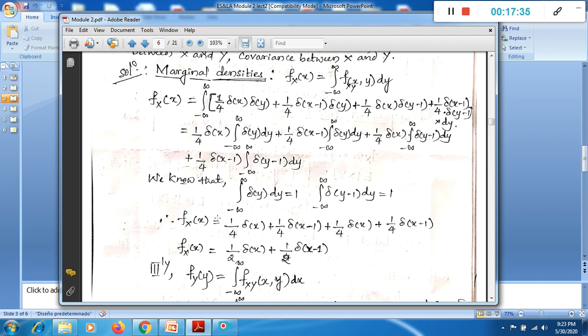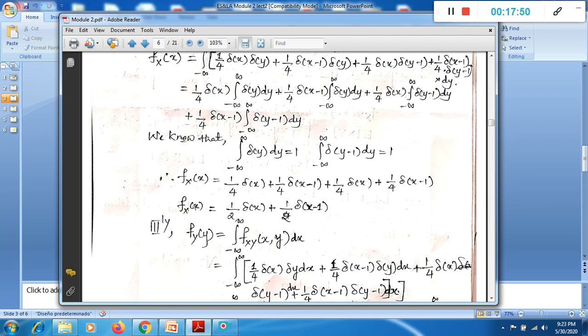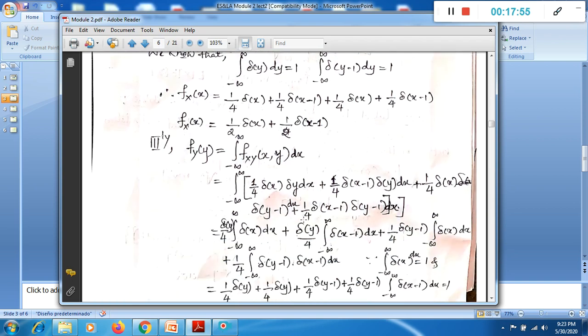So we get this, which is nothing but we have two terms with 1/4 δ(x), which makes it 1/2 δ(x), plus again two terms with δ(x−1), which makes it this. So we get the value of f_X(x) from this. Similarly we do for f_Y(y), the probability density function of the y variable, obtained in the similar fashion.